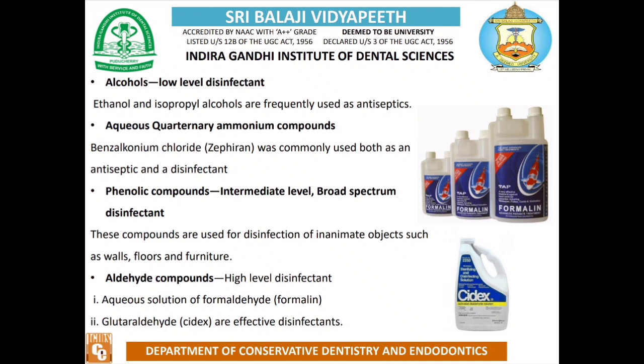And phenolic compounds, these are the intermediate level and come under the broad spectrum disinfectant. These compounds are used for disinfection of inanimate objects such as walls, floors, and furniture. And finally, the aldehyde compounds. These are the high level disinfectant. For example, the aqueous solution of formaldehyde called formalin and glutaraldehyde, Cidex, are effective disinfectants.